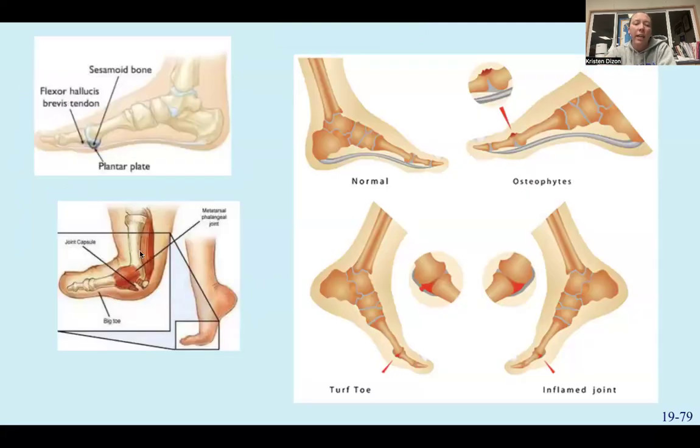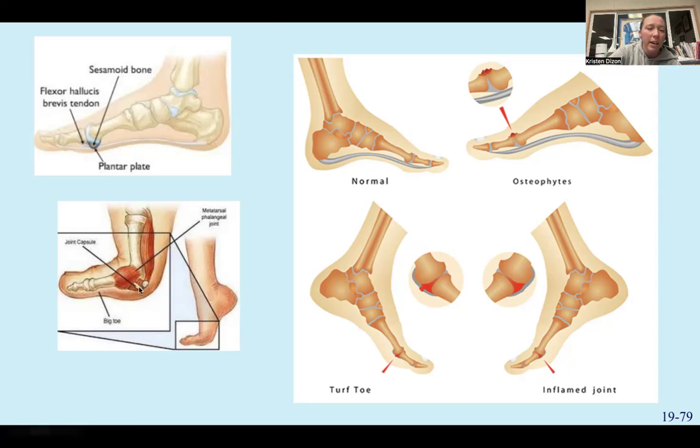All right. If you look here, the next thing we're going to talk about is turf toe. So these are just different injuries that can happen to your foot. This would be a normal foot. This would be an osteophyte, so bone growing on the top. This would be turf toe, inflammation on the bottom, or like your joint being inflamed.